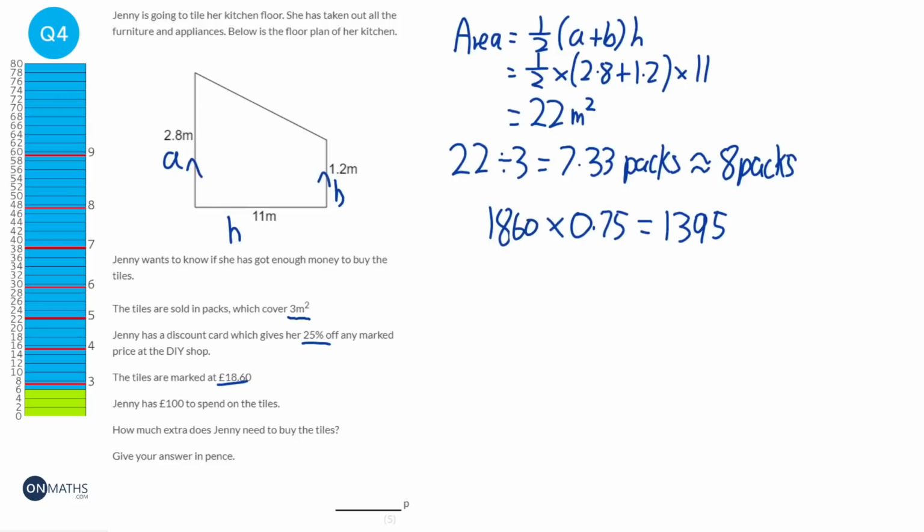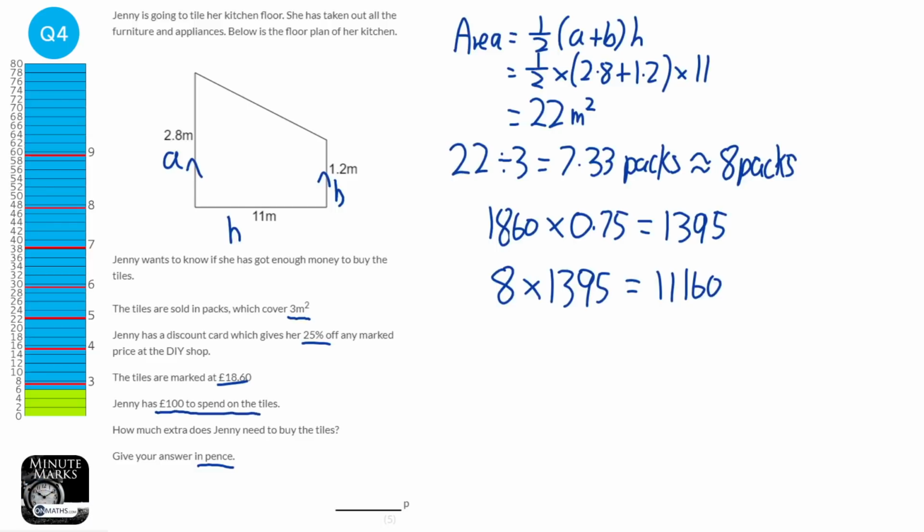1,860 times 0.75, and so each pack will cost 1,395, and the reason we're doing this in pence is the answer needs to be given in pence, so I might as well just make that conversion now. And so it's going to be 8 lots of the 1,395 pence packs, which will cost in total 11,160 pence, or £111.60. But Jenny has £100 to spend, and we're asked how much extra does she need.